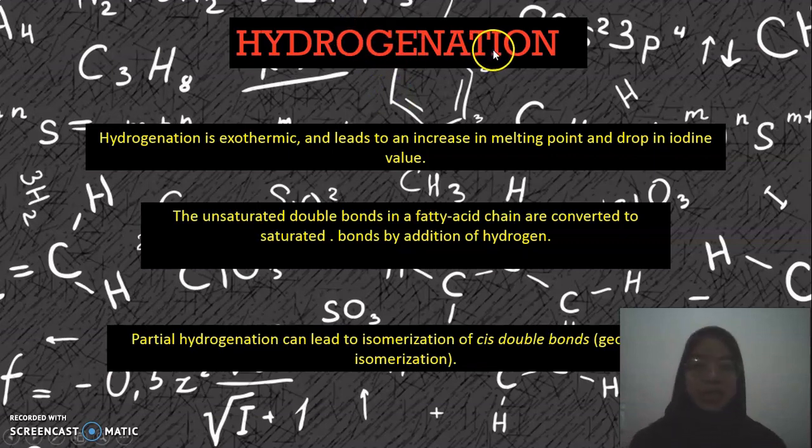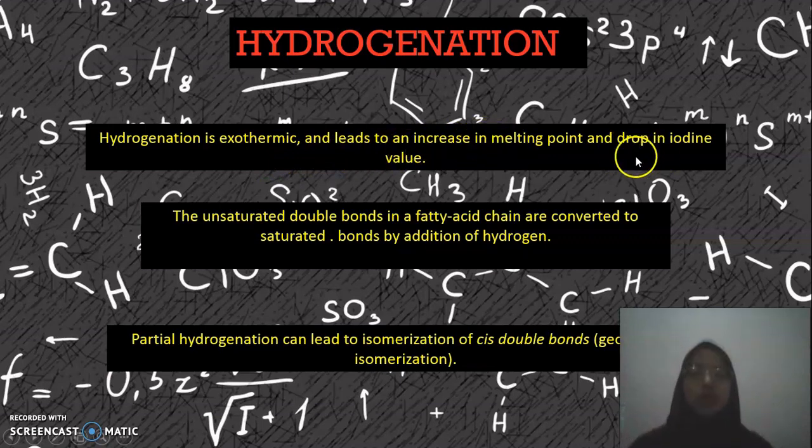So what is actually hydrogenation? Hydrogenation is a reaction that makes unsaturated fatty acid change to saturated fatty acid. How? By addition of hydrogen. Hydrogenation is an exothermic reaction and it will lead to an increase in melting point and a drop in iodine value.